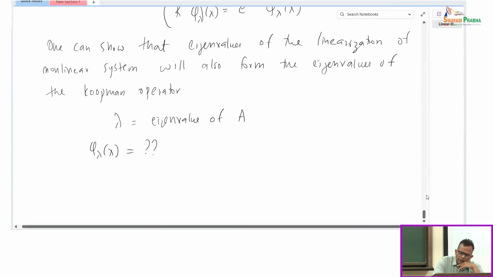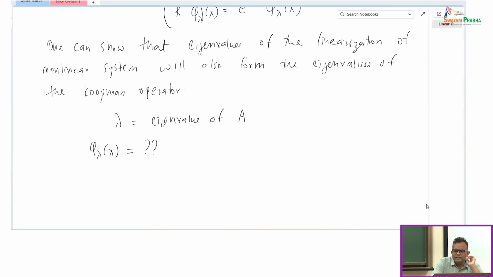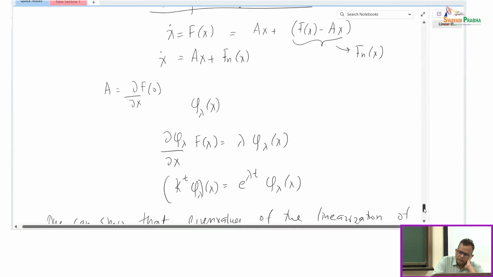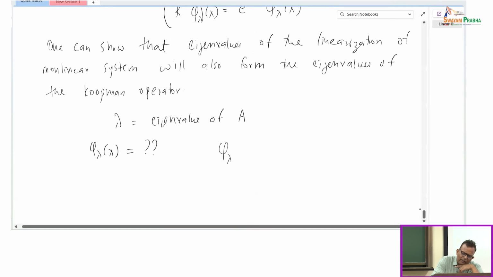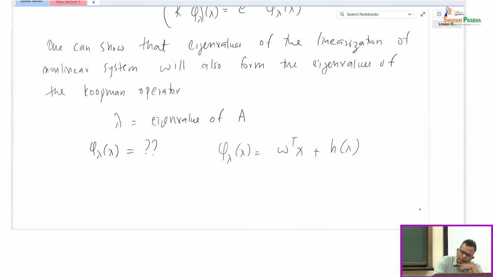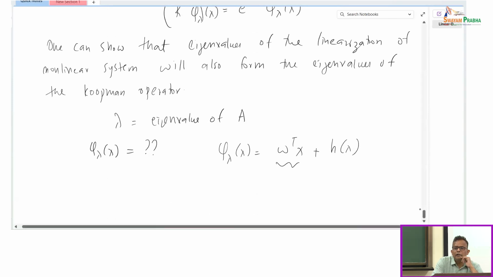Now, the system has a decomposition into a linear and nonlinear part, right? So we will start with a similar decomposition for the eigenfunction as well. Let's say h of x. So this is my linear part.